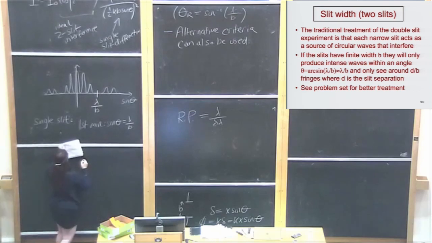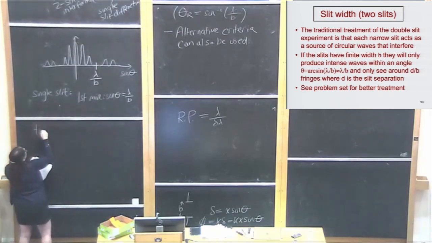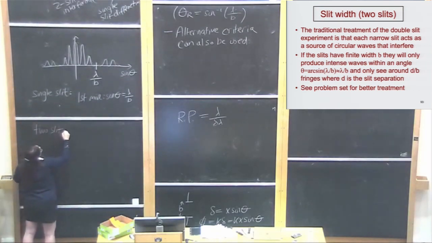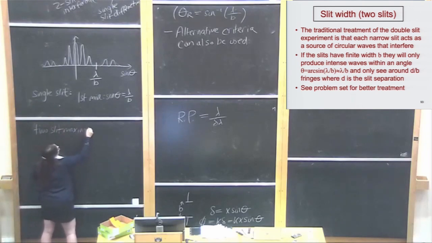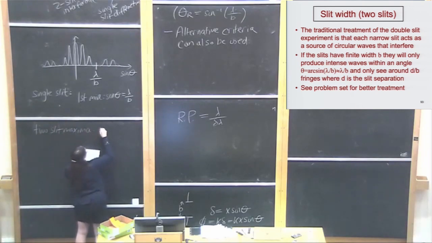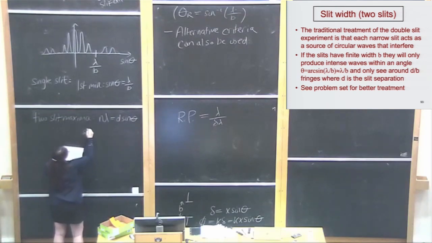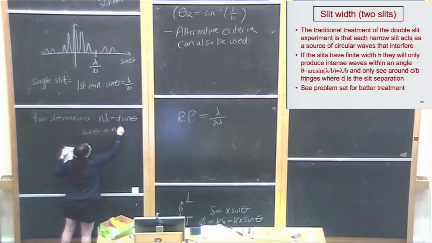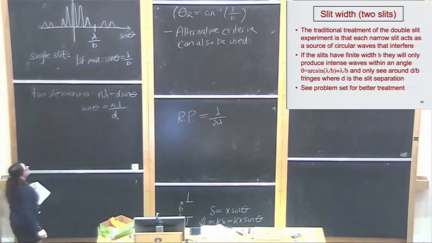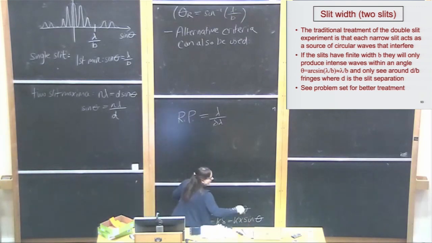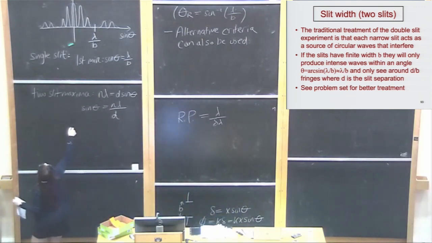Right. Now, also remember that the two-slit maxima occur when n lambda equals d sine theta. So d is the separation between my slits, b, as before, is the slit width. Right, so sine theta equals n lambda over d. So we can do a calculation for basically how many bright fringes we think we're going to see roughly in this central region.